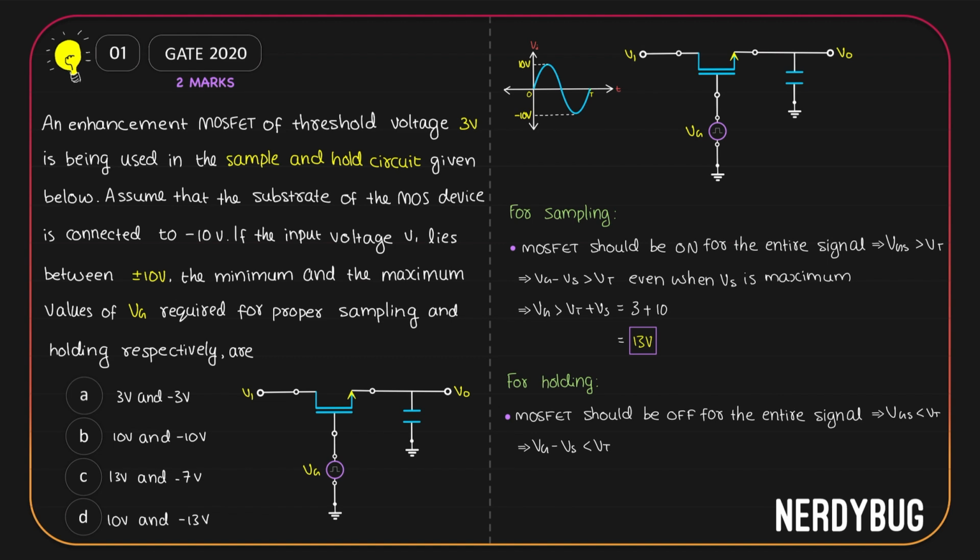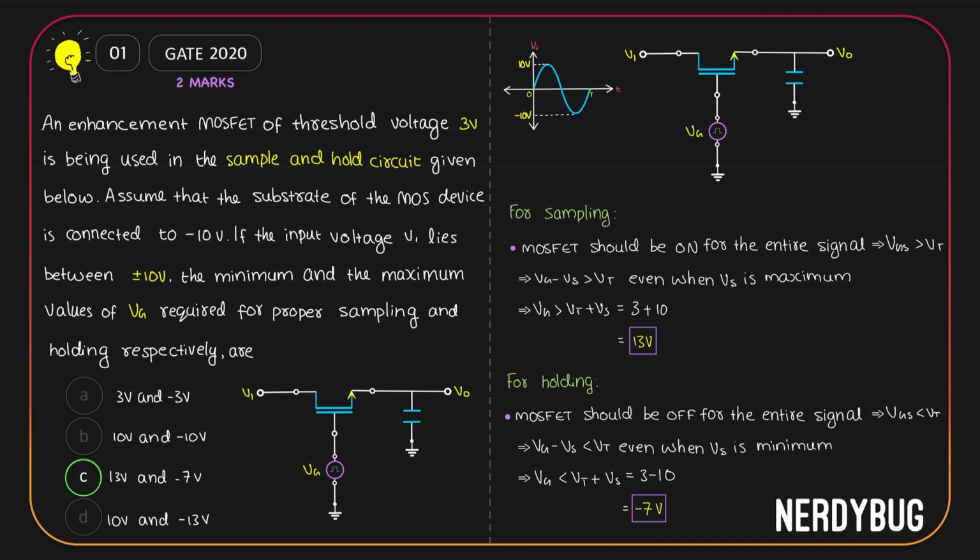So Vg minus Vs should be less than Vt even when Vs takes its minimum value, which is minus 10 volt. So we can write Vg should be less than Vt plus Vs. Vt is 3 volt, Vs is minus 10 volt. So gate voltage should be less than 3 minus 10 or minus 7 volt. So this is the minimum value required for gate voltage.